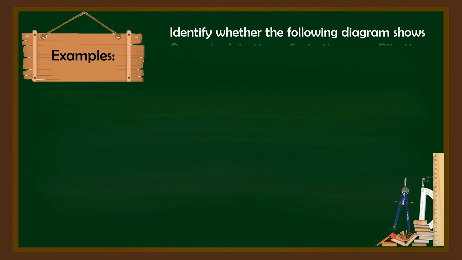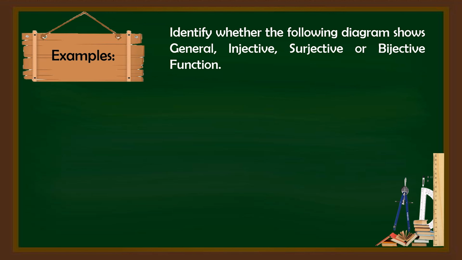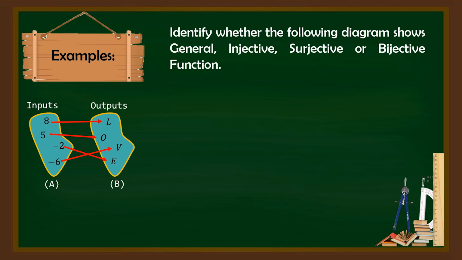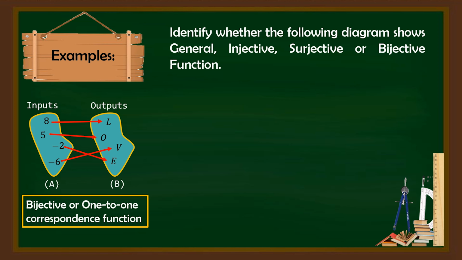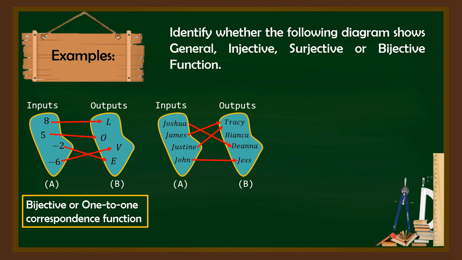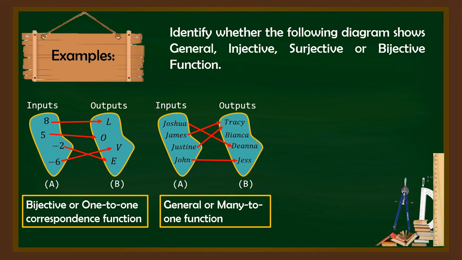Now, it's your turn. Identify whether the following diagrams show a general, injective, surjective, or bijective function. Let's have diagram number 1. What type of function is this? Brilliant! This is a bijective or one-to-one correspondence function. Consider diagram number 2. What type of function is this? Clever! It is a general or many-to-one function.